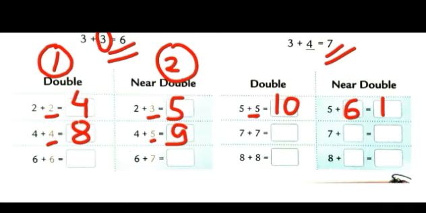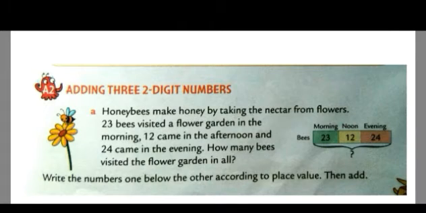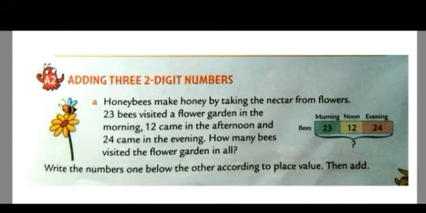Yes, 11. So, the number near to double is 11. So, in this same way, you need to do the remaining one and try to practice it at home. Scholars, now we move on to our next topic, that is adding 3 two-digit numbers.